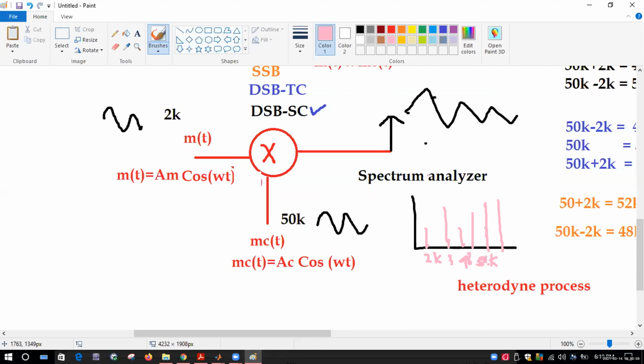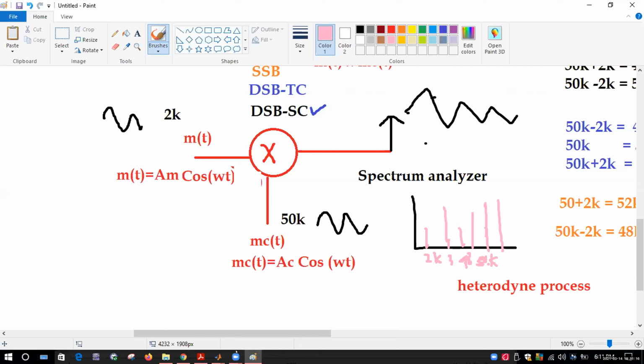A spectrum analyzer is a device that shows you what frequency components are available in a signal. Although this signal looks like just one signal, it's not actually one, it's a mixture.